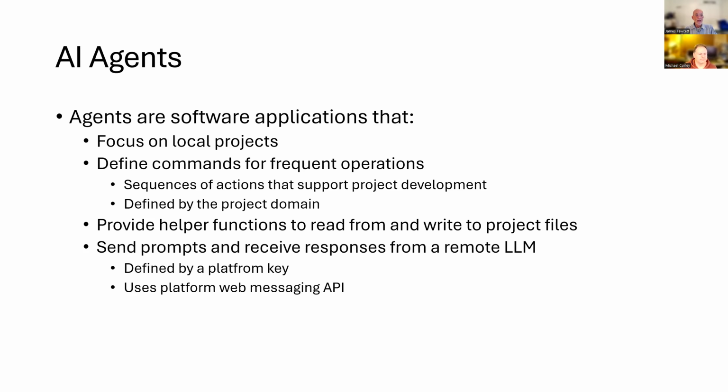Right. So the agent provides helper functions to read and write from files, and it also uses the platform messaging API, HTTPS messaging, and usually you use a platform key to manage that. When you use a key, that extends the number of tokens that you can pass before being stopped, before hitting a limit.